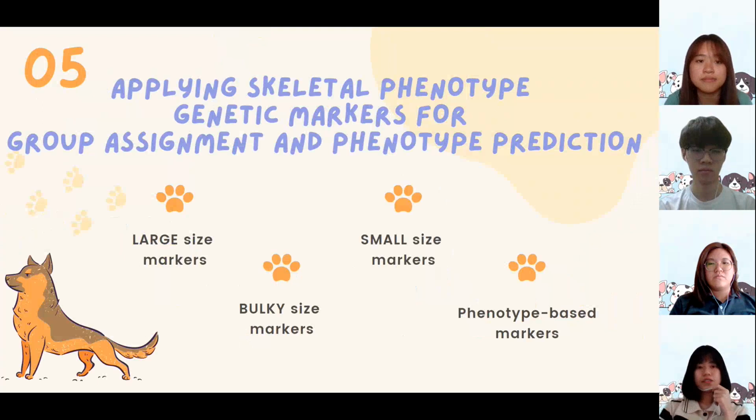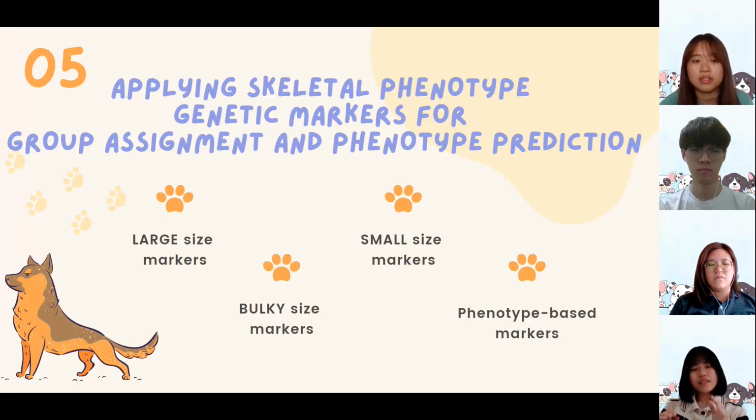So now let's focus on how they apply the skeletal phenotype genetic markers for group assignment and phenotype prediction. In this paper, they group the dog breeds using large, small, and bulky size markers, as well as the phenotype-based markers to derive the allele frequency of genetic variants. They tested the markers to separate the 10 most popular American Kennel Club (AKC) registered dog breeds into groups.